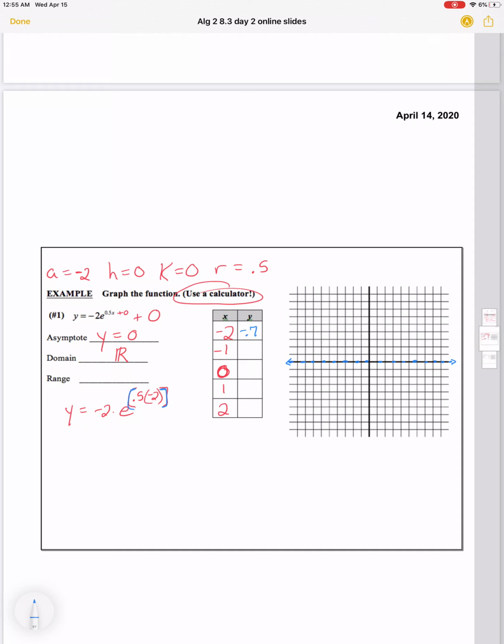Okay, and then we'll do one more where I actually write out. The second number would be -2 times e to the 0.5 times -1. You type that in, and you would get -1.2.